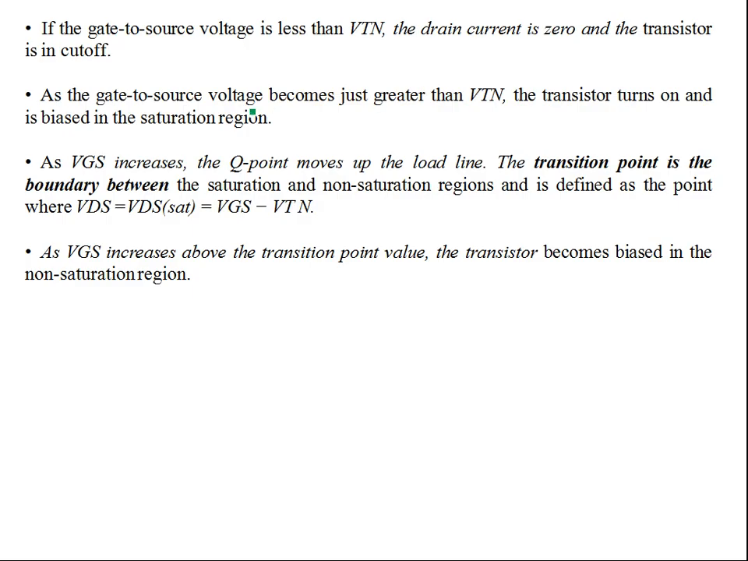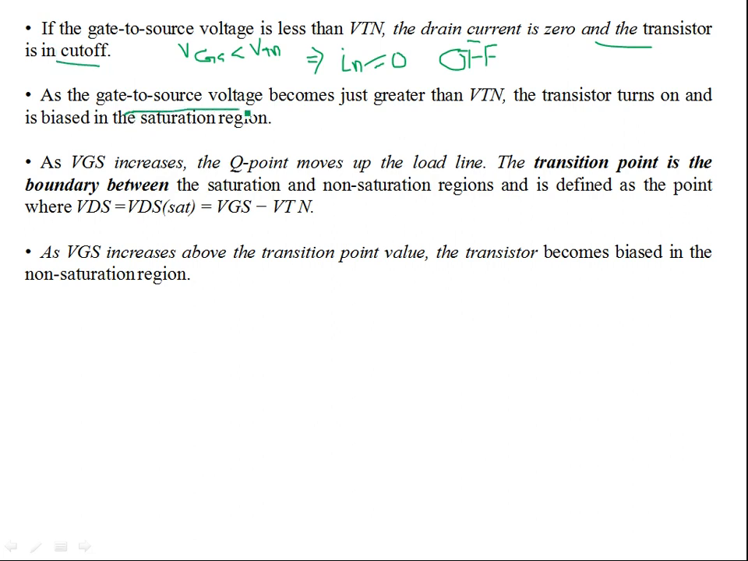So now if the gate to source voltage VGS is less than VTN, you understand that there is no transistor current. This implies that the drain current is zero, because the drain and source terminals are separated by a p-type region, and you don't have any drain current, so ID is zero. So that means the transistor is in cutoff region. The transistor is simply off. You need to turn on the transistor first. So the transistor is in cutoff.